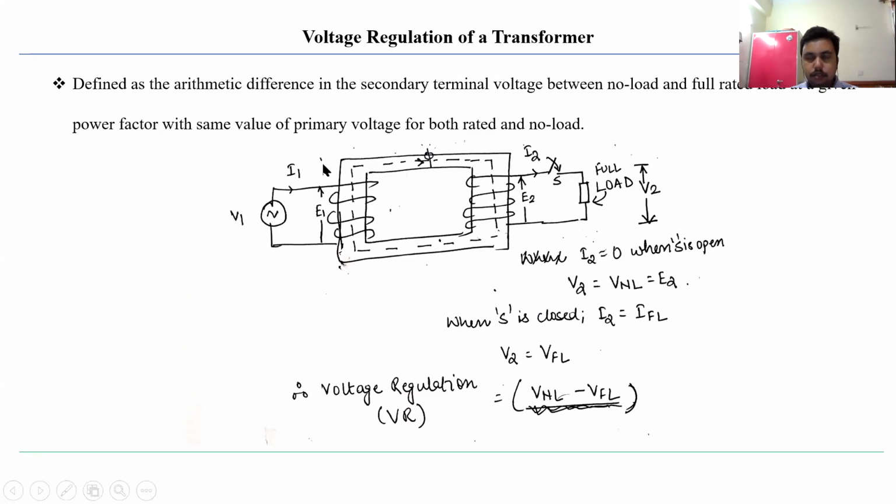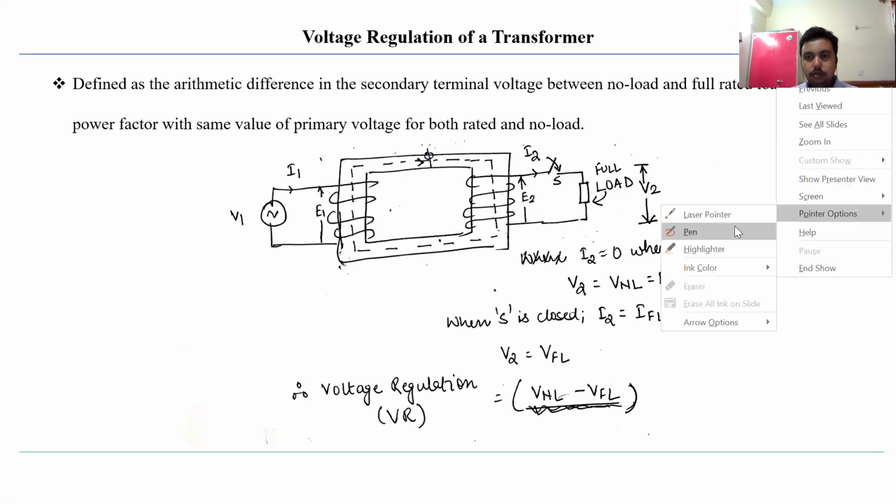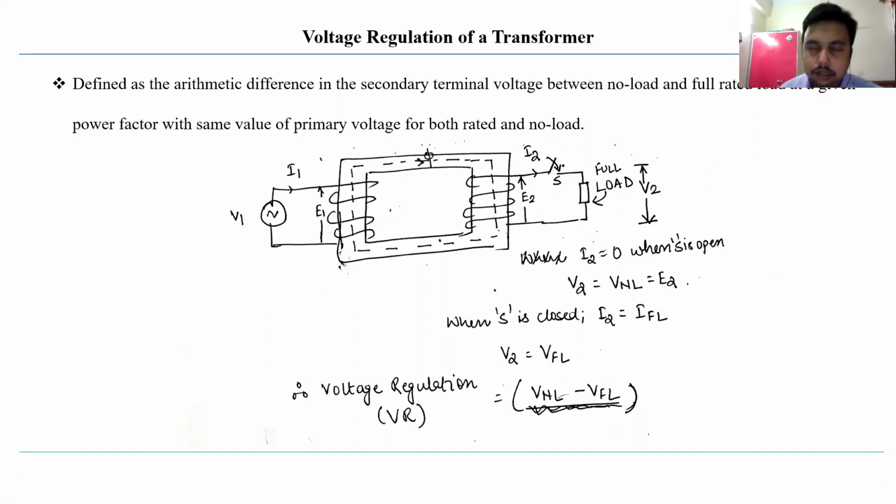So what does it mean? There are actually two conditions. The first condition is that you are loading a transformer on the secondary, and at the first condition you are not providing any load. If there is no load, that means the switch S is open, so the current in the secondary will be zero. At that point, whatever the voltage is will be stated as V no load. Due to the principle of electromagnetic induction, the voltage induced will be E2 itself. So the no load voltage is equal to E2.